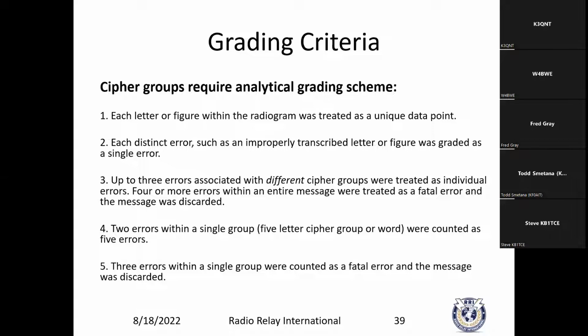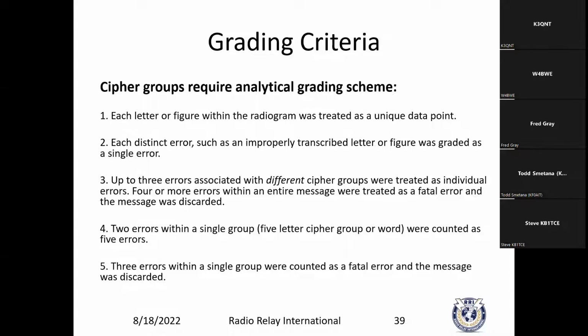The very first thing is we treated each letter or figure within the radiogram as originated as a unique data point. Any error in those 5-letter cipher groups or in the signature, etc., would be considered a distinct error. So if the cipher group is GRPYZ and the radio operator copied GRPYO, the missing of that one letter would be a single error. Up to 3 errors within different cipher groups were treated as individual errors, and these, of course, were scored.